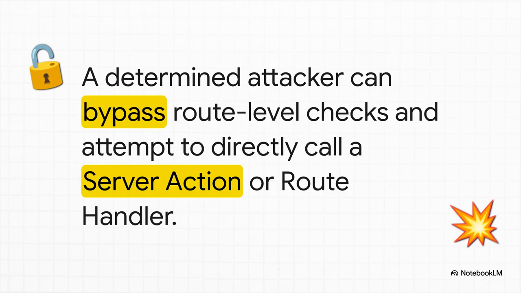Here's the vulnerability. Middleware only protects the route, the page URL. A smart attacker isn't going to bother with your UI. They can completely bypass the middleware and try to call your server action or your API endpoint directly. And if your only security check is at the route level, your data is wide open.